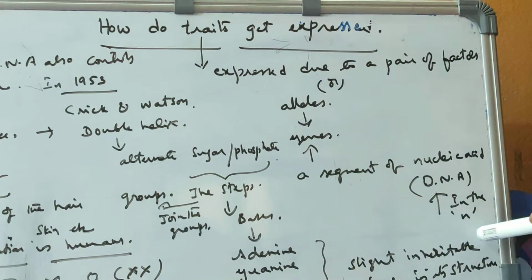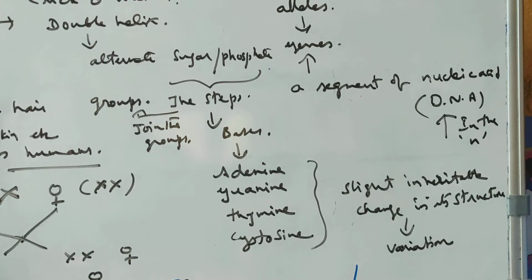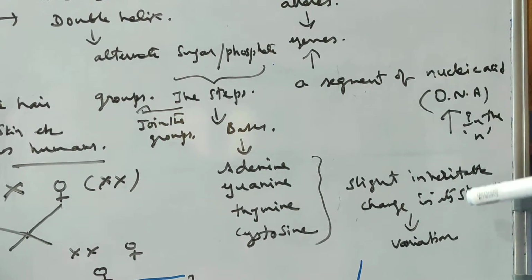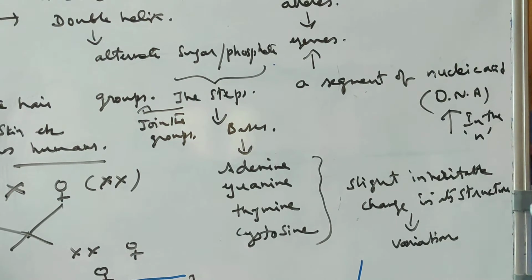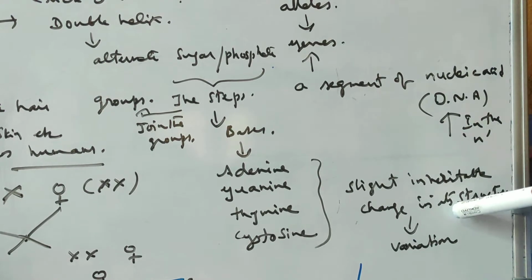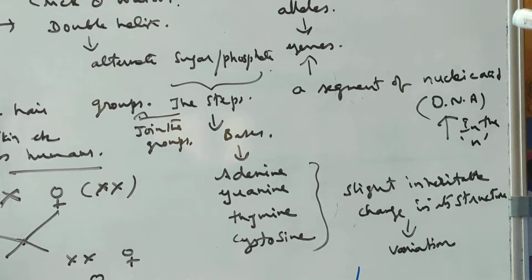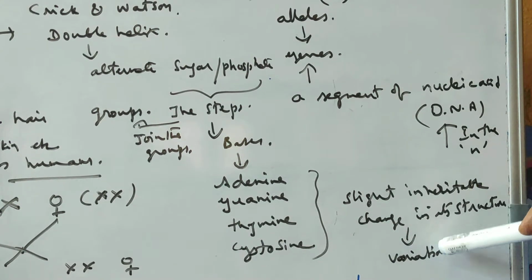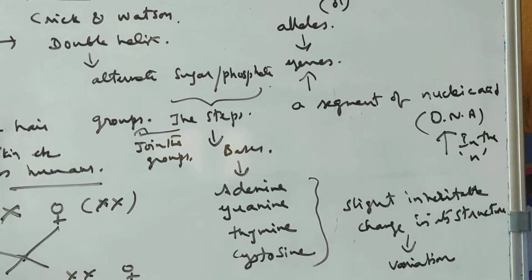And then a slight inheritable change in its structure leads to variation. So in this video, I discuss some variations and also evolution, how these variations lead to evolution. Inheritable change is a very important point here. Whatever change occurs in one gene should be carried to the progeny, then only will that be variation, otherwise it will be stopped then and there. When it is carried to other generations, then that leads to variation in the population. So how all this happens, let us see.